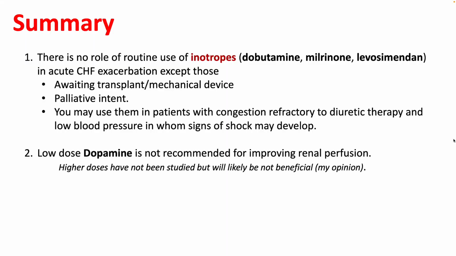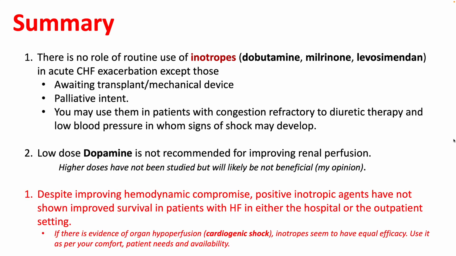So to summarize, there is no role of routine use of inotropes in acute congestive heart failure except for those awaiting transplant or mechanical device. You can sometimes use them in patients with congestion refractory to diuretic therapy and low blood pressure in whom signs of shock may develop. Low dose dopamine is not recommended for improving renal perfusion. Higher doses have not been studied but will likely not be beneficial. Despite improving hemodynamic compromise, positive inotropes have not been shown to improve survival in heart failure patients in either hospital or outpatient setting. If there is evidence of organ hypoperfusion, that is cardiogenic shock, inotropes seem to have equal efficacy. Use it as per your comfort, patient needs, and availability.